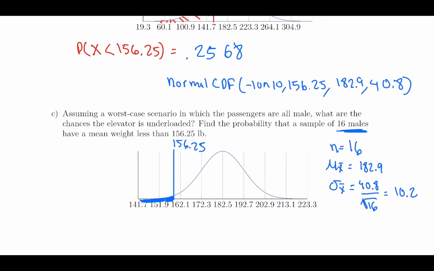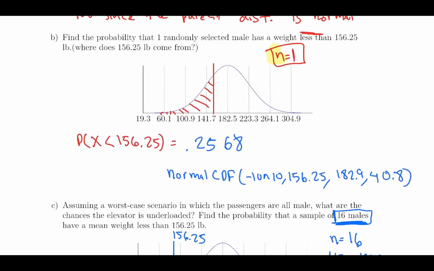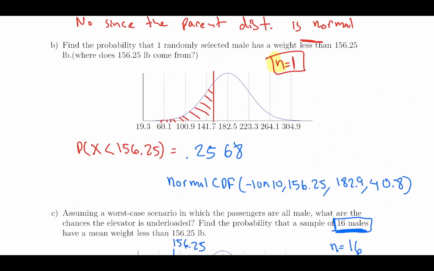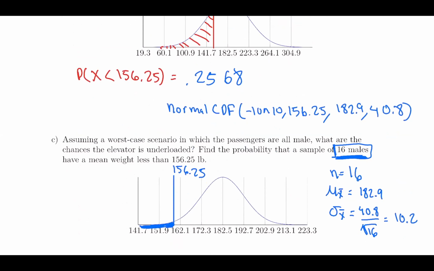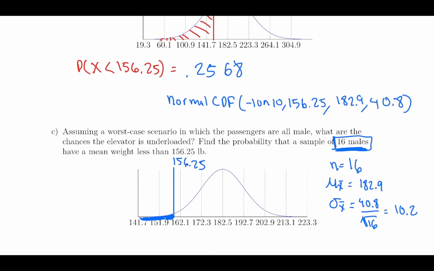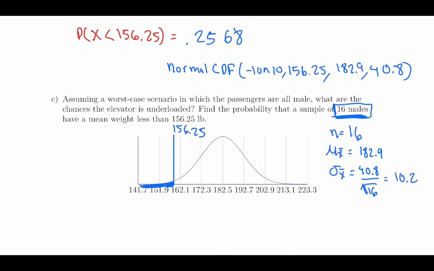You need to do it because you have a sample size bigger than 1. If you look at it, it says we have 16 males, versus in part B, it said we only have 1 male. So that's why you have to adjust the standard deviation, or the sigma, because essentially we went from randomly selecting 1 male to now randomly selecting 16 males.